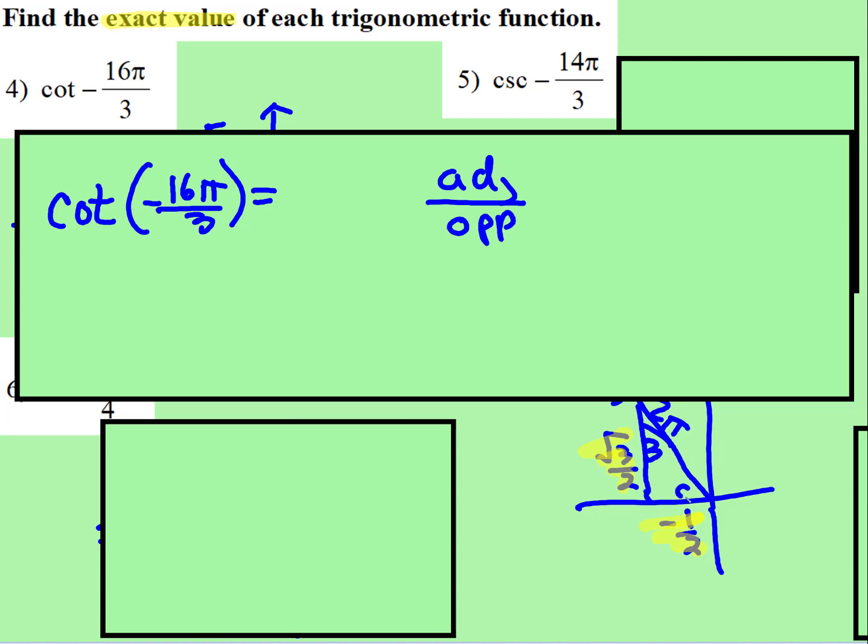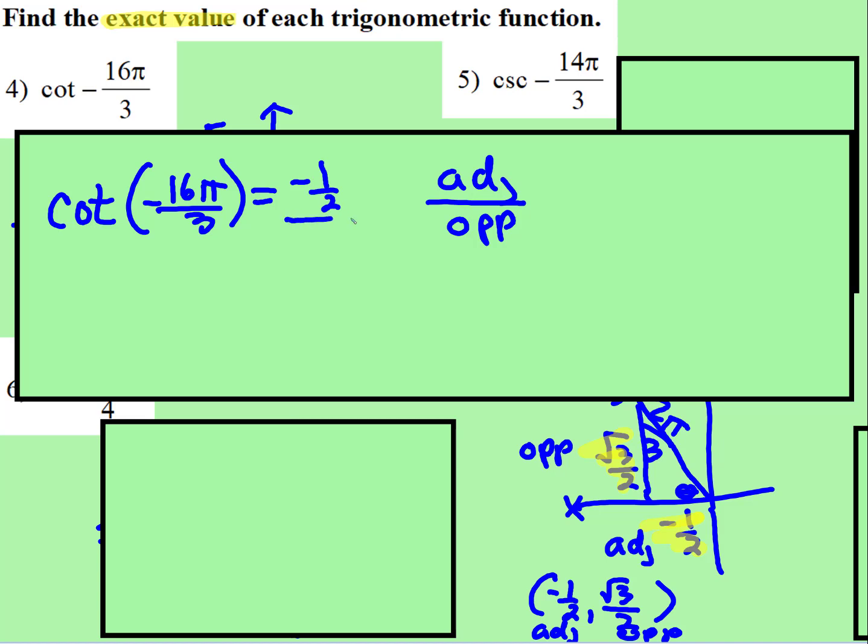Well, let's look at where our theta is. Our theta is here. The x value in coordinate points will always be the adjacent side. The y values will always be the opposite side. And remember that coordinate point was negative 1/2, root 3 over 2. The x is adjacent, the y is opposite. So we can put the adjacent, negative 1/2, over the opposite, root 3 over 2.